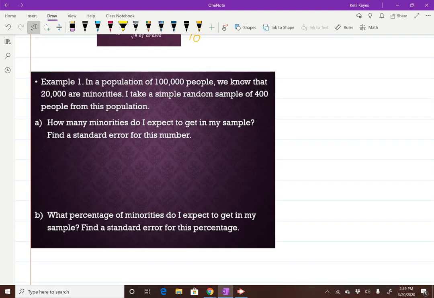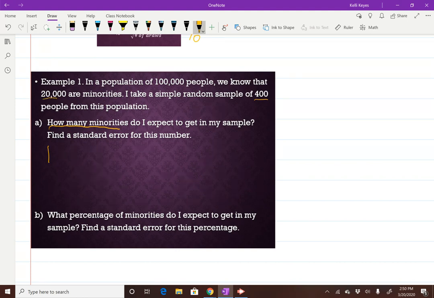In this example, we have 100,000 people, and we know that 20,000 are minorities. If you take a simple random sample of 400 people, how many minorities do I expect to get in my sample? And then find the standard error. So this is the number, right? Not the percentage, just how many out of my 400. Let's draw a box model just to show what this looks like. You may not need to do this. If you already know the answer to this, that's great. But I just want to connect it back to previous information.